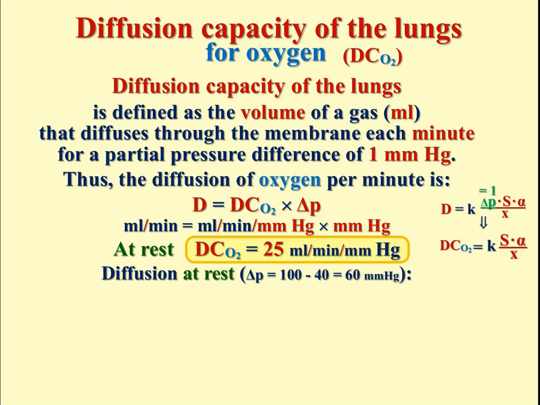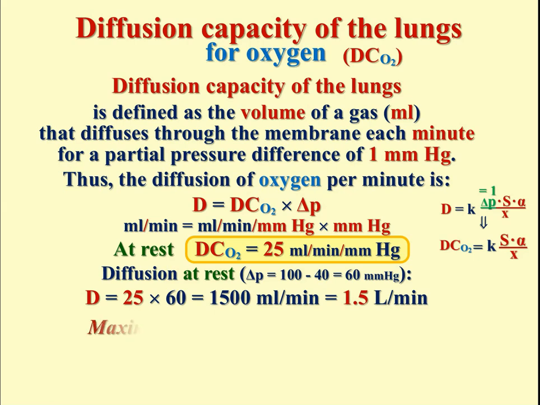The difference of pressure, as you remember, is 60 millimeters mercury, between arterial pressure 100 and venous blood pressure 40. Then we multiply this value of diffusion capacity, 25 milliliters, by 60 millimeters mercury, and we get 1,500 milliliters per minute, or simply 1.5 liters each minute. This is the amount of oxygen that diffuses through the lungs from alveolar air into the blood of the average person.